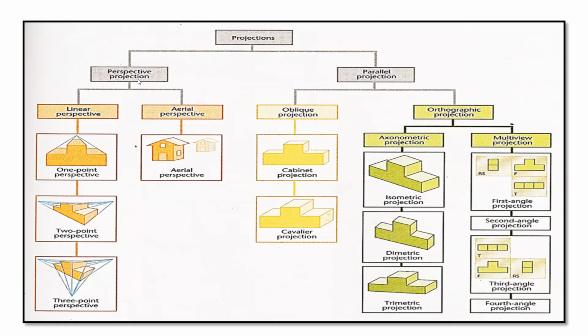Again, in perspective projection, there are two types: one is linear perspective and the second is aerial perspective. As you can see in the image, in linear perspective we have 1 point perspective, 2 point perspective and 3 point perspective. We are not going to cover perspective projection, as it is not a part of your syllabus. In parallel projection, there are again two types: one is called oblique projection and the second is orthographic projection.